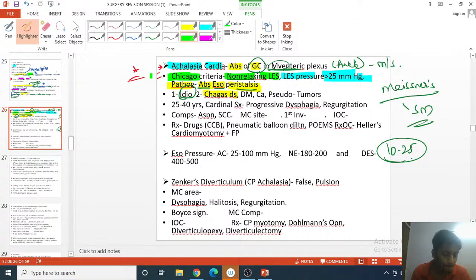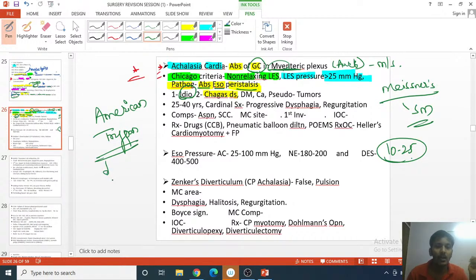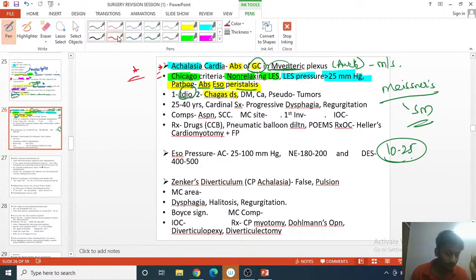Anybody? Chagas disease is also known as American trypanosomiasis. Yes, it is known as American trypanosomiasis or American sleeping sickness. Please remember, it is due to which organism? It is due to Trypanosoma cruzi, and it is transmitted by, important question, the reduviid bug (reed-weed bug). Please remember, it is transmitted by reed-weed bug.